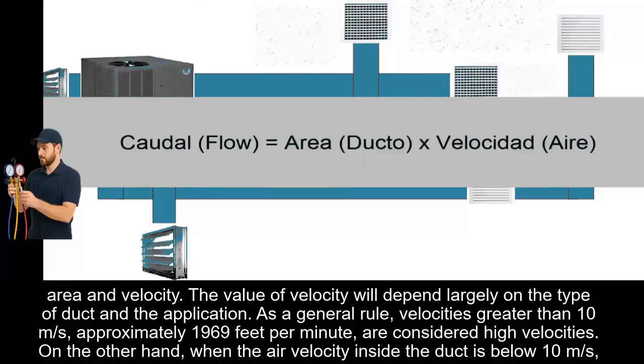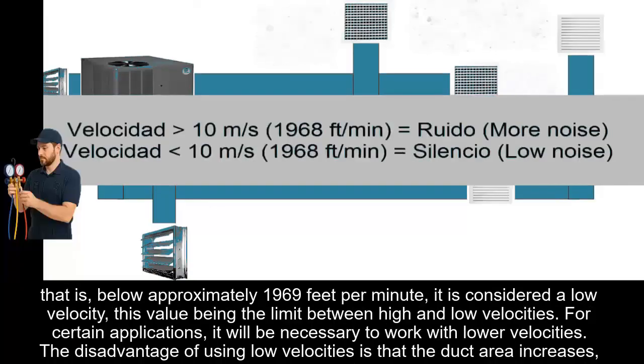The value of velocity will depend largely on the type of duct and the application. As a general rule, velocities greater than 10 meters per second, approximately 1969 feet per minute, are considered high velocities. On the other hand, when the air velocity inside the duct is below 10 meters per second, that is below approximately 1969 feet per minute, it is considered a low velocity, this value being the limit between high and low velocities.